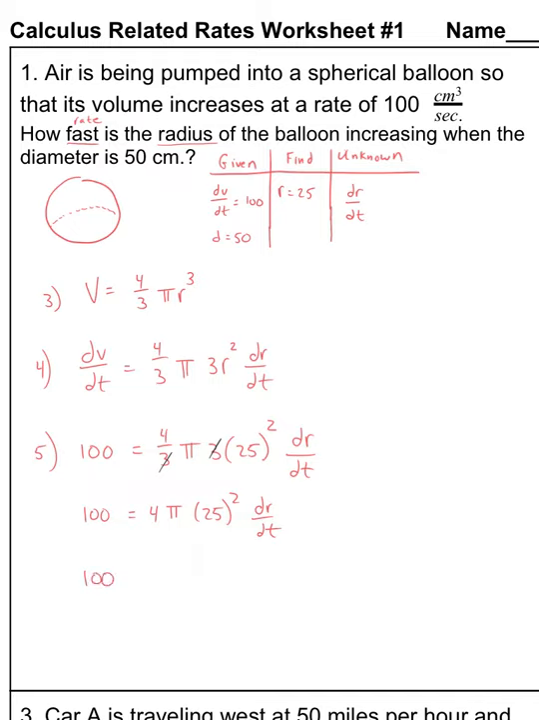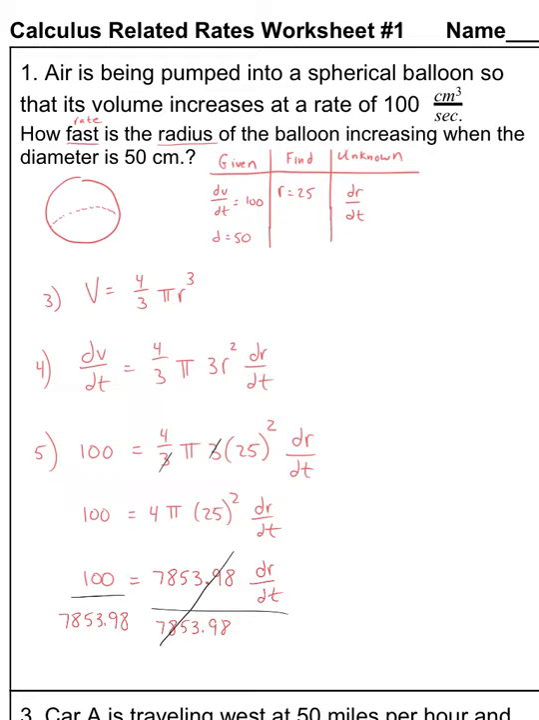Let's bring the 100 down. Let's go to our calculator and compute 4 times pi times 25 squared. That's going to be a huge number. I am getting 7,853.98 times dr/dt. And now we simply divide both sides by that so that dr/dt is by itself. 7,853.98 on this side, 7,853.98 on this side. So these are going to cancel.